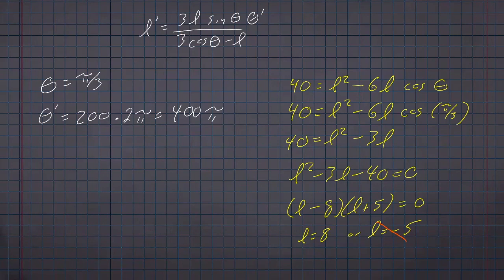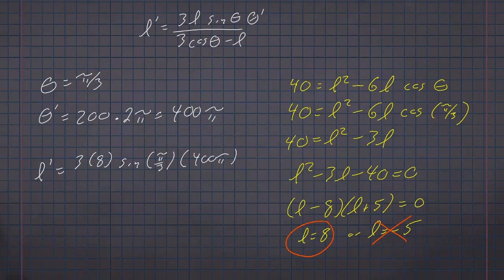Right. L equals -5 is complete nonsense. You can't have a negative length. That's telling you that the piston shot through the crankshaft and out the other side, which is not going to be good for the engine. So let's assume that that didn't happen and go ahead and let L be 8. And then we can plug everything into our equation. We get that L prime is 3 times 8 times the sine of pi over 3 times 400 pi all over 3 times the cosine of pi over 3 minus 8.